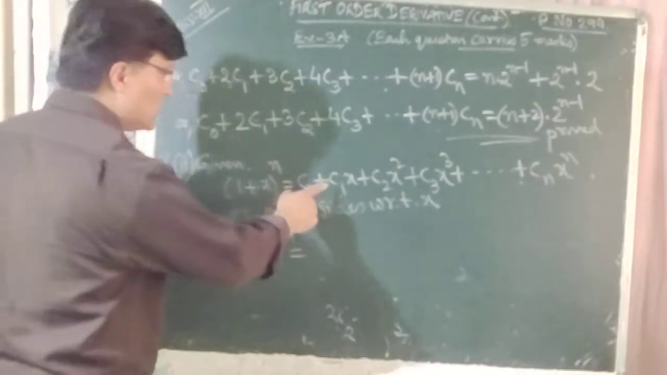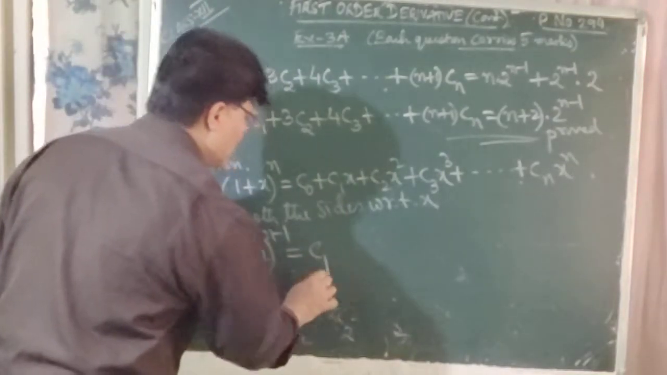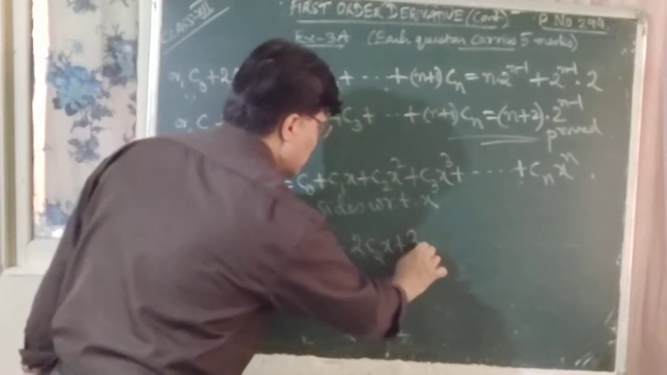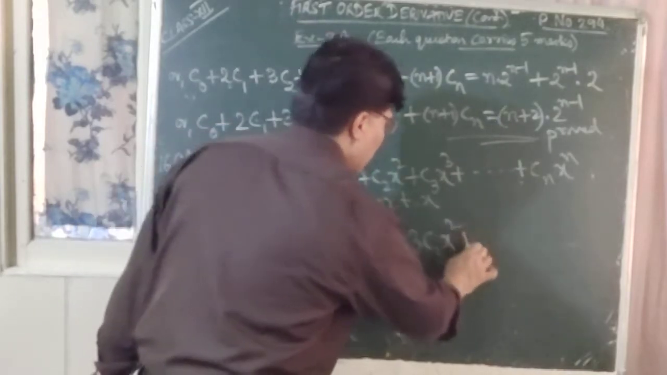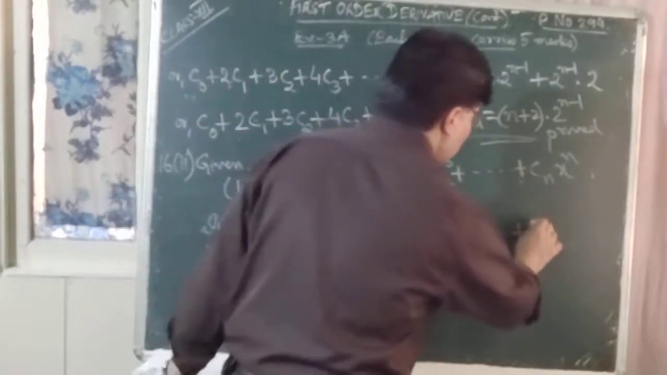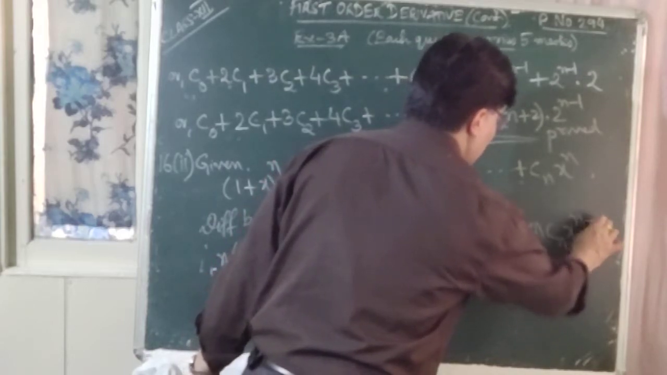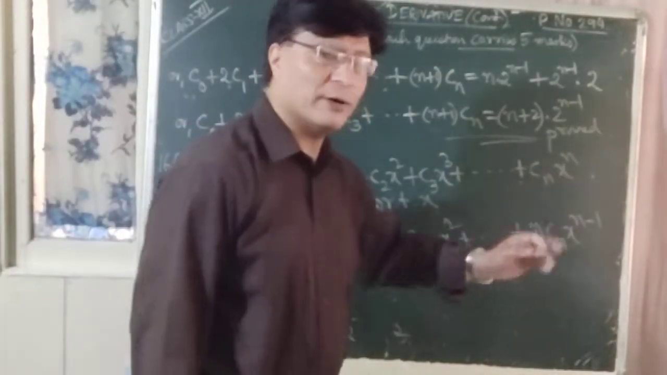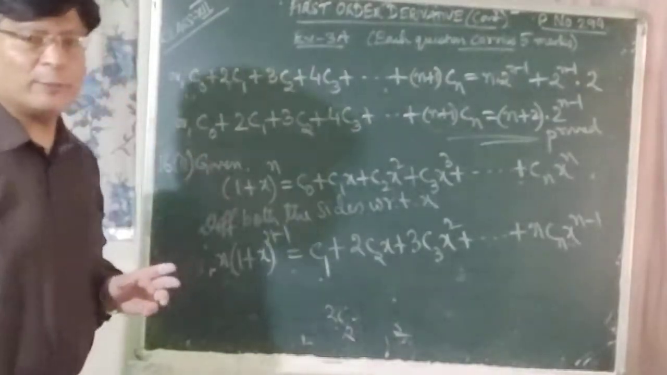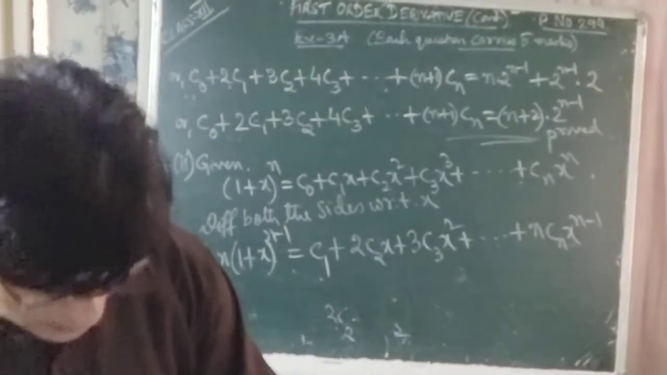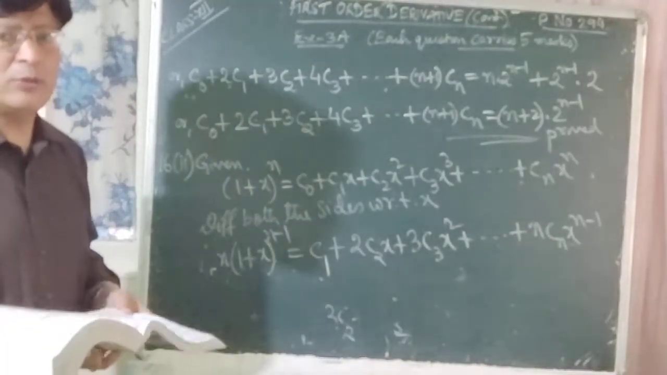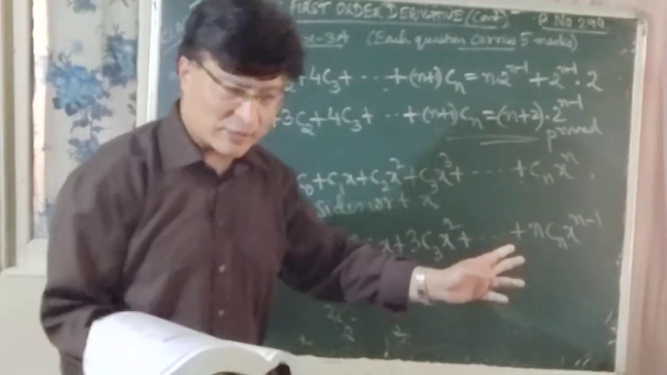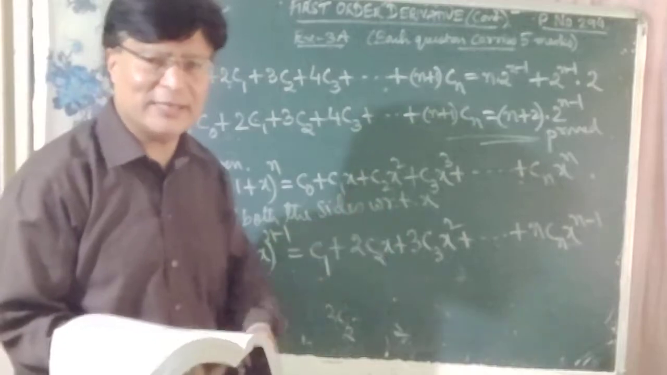But c1 is with x. So what is this differentiation? c1 plus x square, 2x, that is 2c2x plus this is 3c3x square plus dot dot dot plus this is ncnx to the power n minus 1. That is, differentiation of x to the power n is n into x to the power n minus 1, right? So now what is to be proved here? We have to prove that c1 minus 2c2 plus 3c3 minus dot dot dot plus (minus 1) whole to the power n minus 1 ncn is equal to 0.